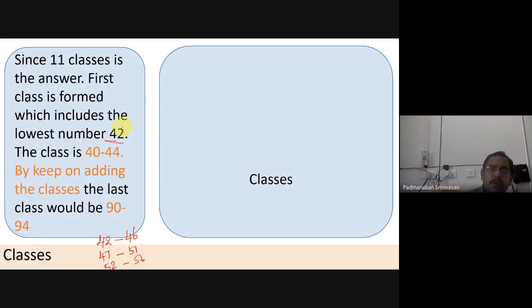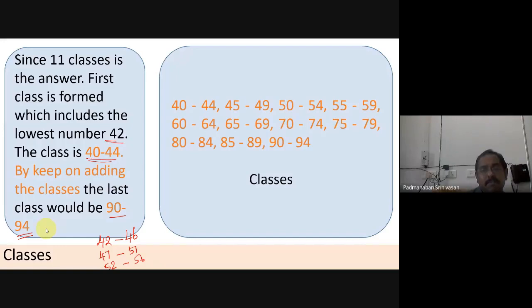Since 42 is the lowest number, you can start from 42, but it will be better if it is a whole number like 40. That is why the plus 1 also comes. Always start from a whole number, not in between. That is why the classes are started from 40. Start from 40 and add up to 11 classes, and the 11th class will be 90 to 94. So it will be 40 to 44, 45 to 49, 50 to 54, like that. These are the classes.